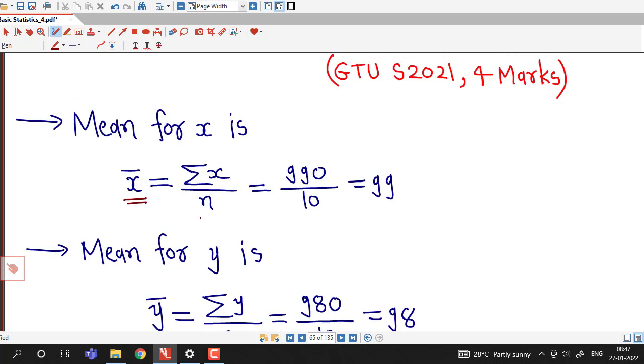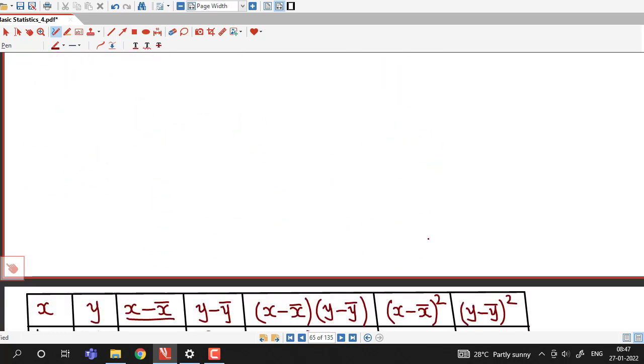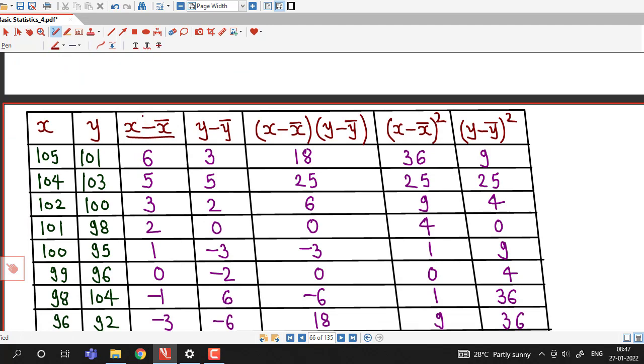x bar is sigma x by n, 990 divided by 10. So x bar is 99. Similarly y bar is sigma y by n, and it is 98. So x bar is 99, y bar is 98. So here we have to find x minus 99, and this is y minus 98.